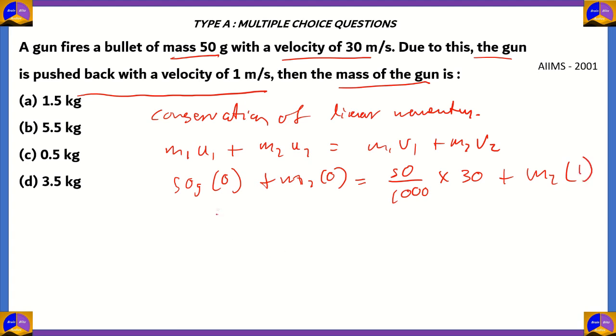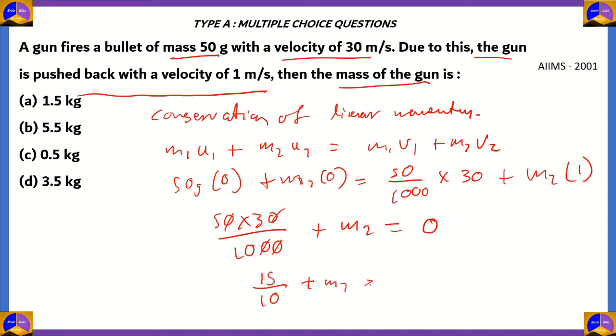So therefore 50 into 30 divided by 1000 plus m2 gives you 0. So the zeros get cancelled on the fraction. So therefore 5 into 3 is 15 divided by 10 plus m2 is equal to 0. And since mass is a scalar quantity, you can write m2 as equal to 15 by 10. That is equal to 1.5 kilograms.